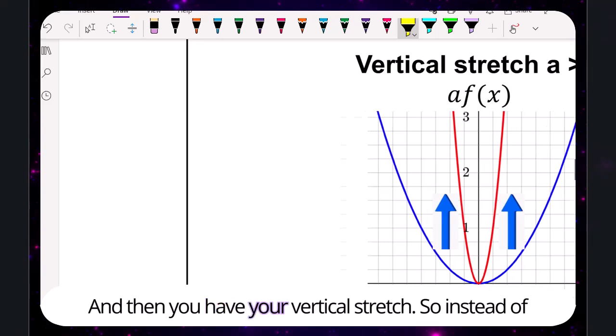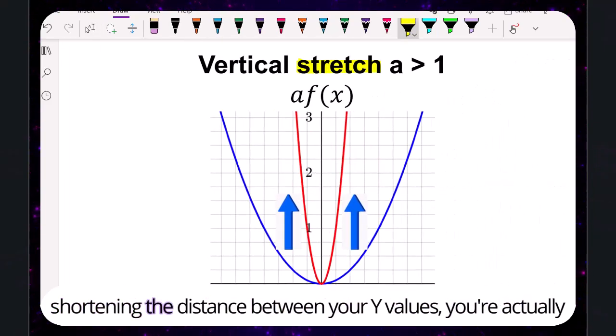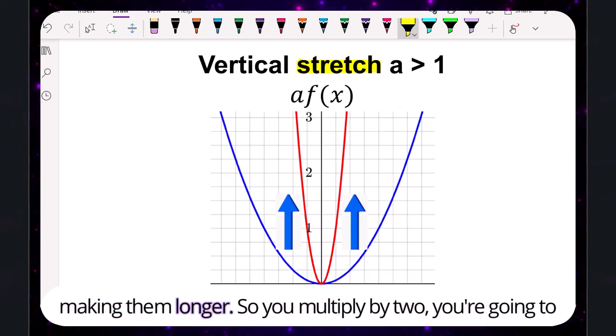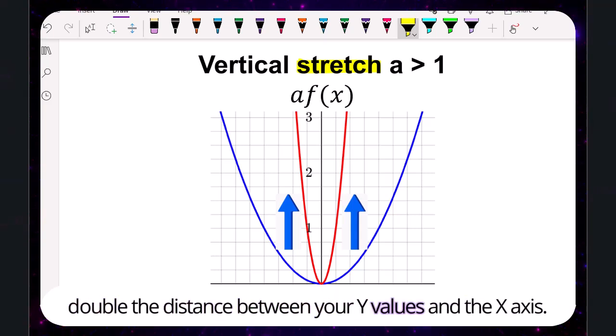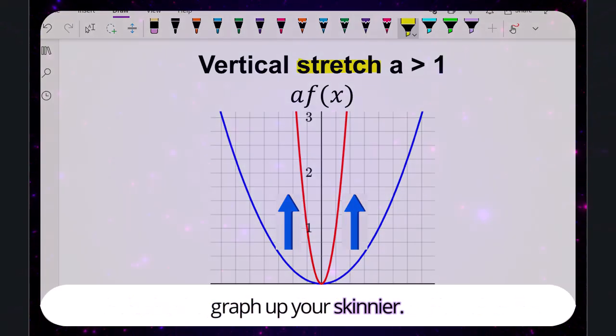And then you have your vertical stretch. So instead of shortening the distance between your y values, you're actually making them longer. So you multiply by 2, you're going to double the distance between your y values and the x-axis, and it looks like you are pulling it away, and it makes the graph appear skinnier.